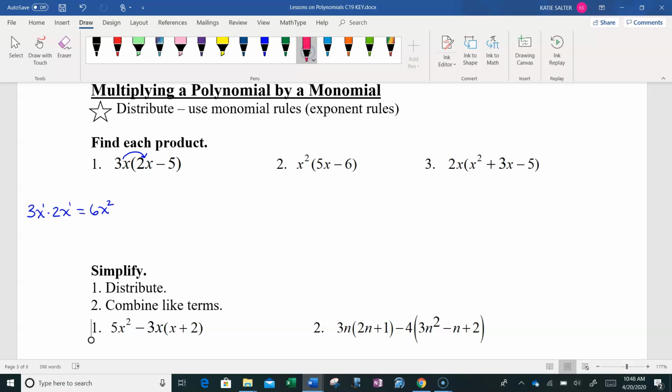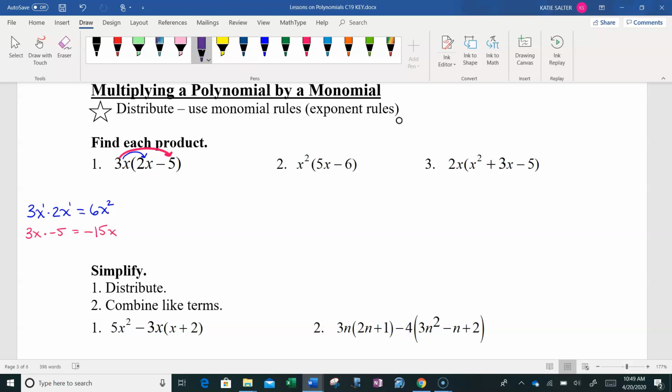Then we will also do 3x times negative 5. In this case, we only would have to multiply the coefficients. 3 times negative 5 is negative 15. And then x times no x's would just be x right here. Now, some of y'all will be able to do this without having to write it over to the side, but I just wanted to show you that in case that is helpful.